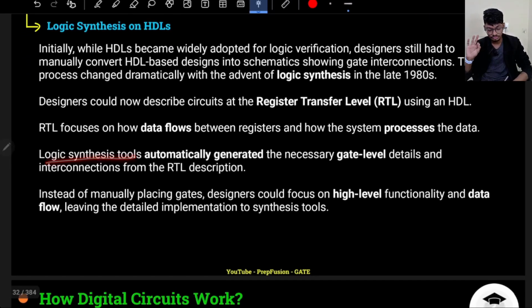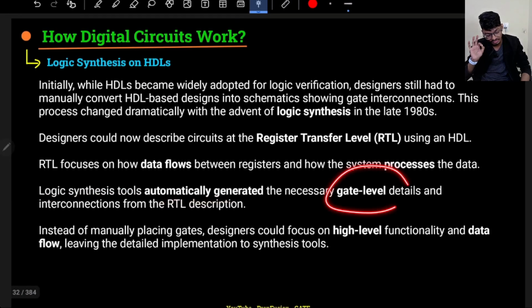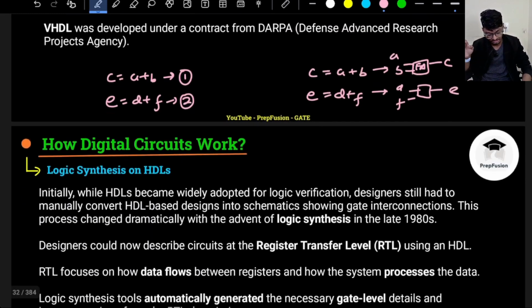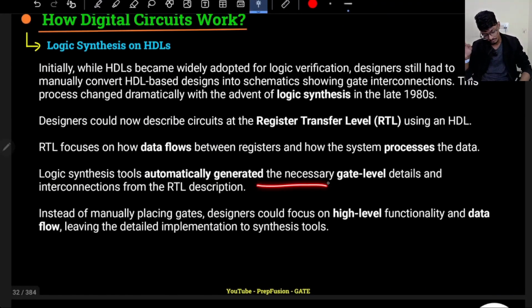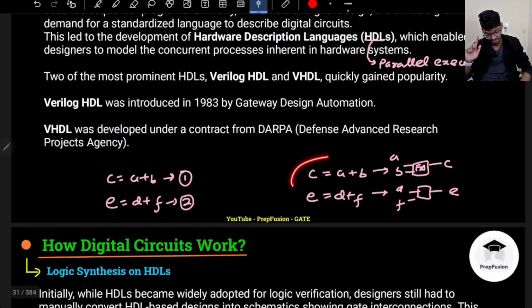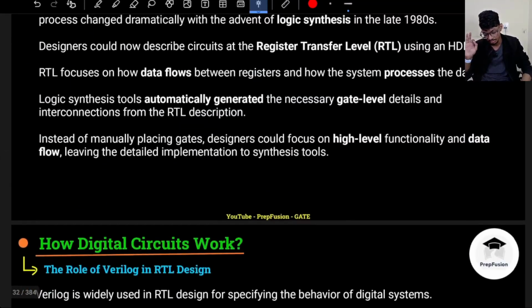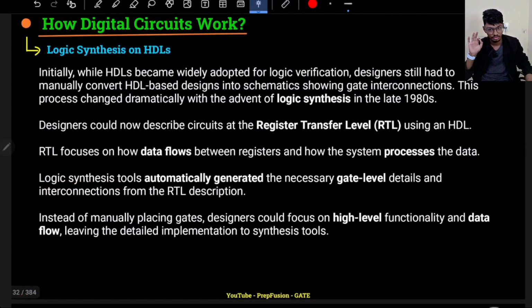Then logic synthesis tools automatically generate the necessary gate-level details. Here I have only written that this is a full adder. Inside this full adder, what type of logic gates are there, AND gate, OR gate, I don't care. The logic synthesis tool will automatically generate the gate-level details and interconnections from the RTL description. Whatever description I have given here, it will do that automatically. I say I have a full adder, and it will understand what gate-level structure it needs inside. That is what the logic synthesis tools do.